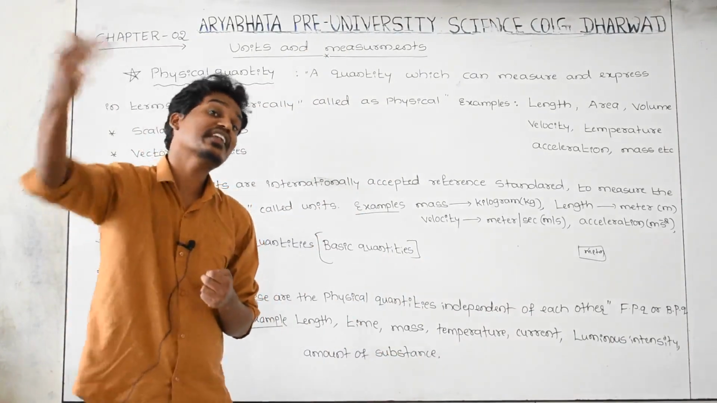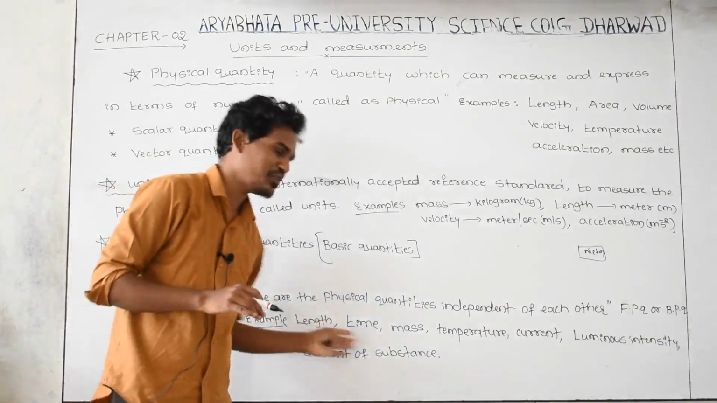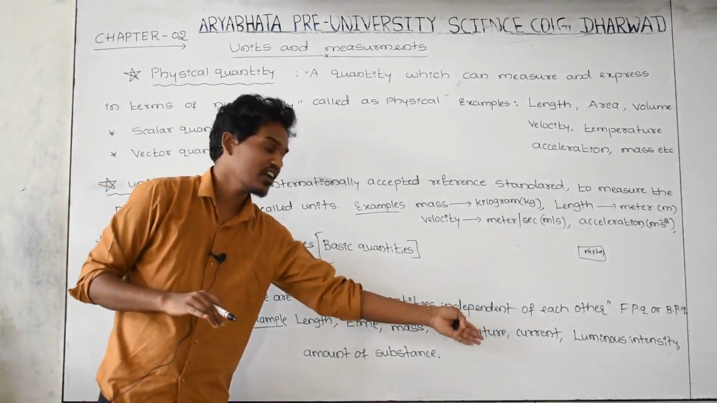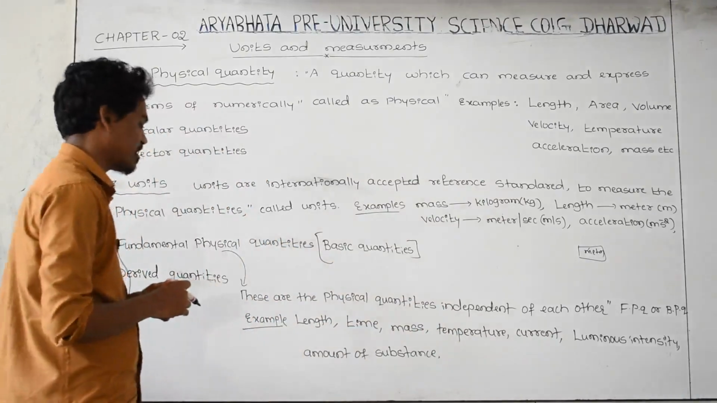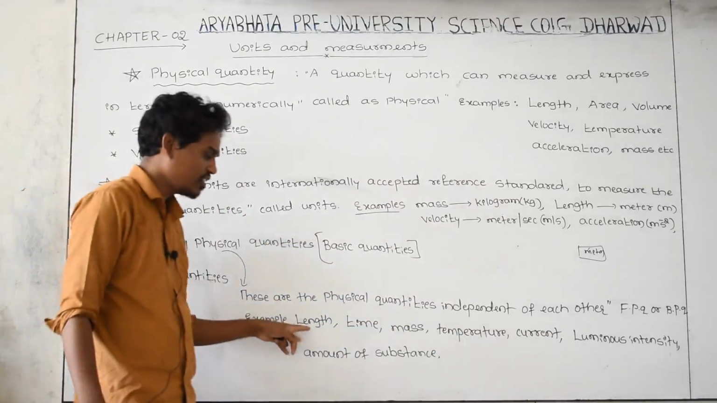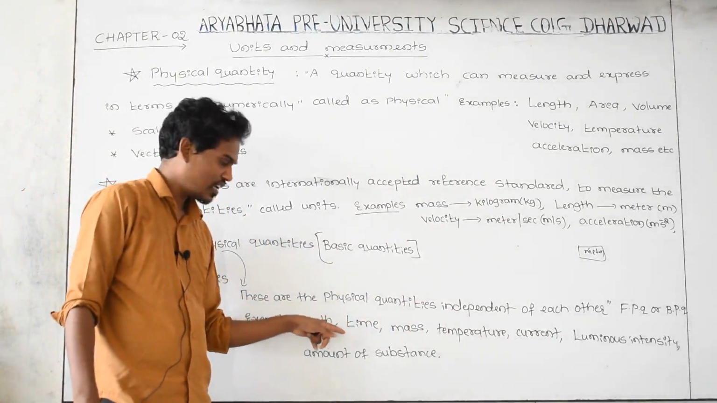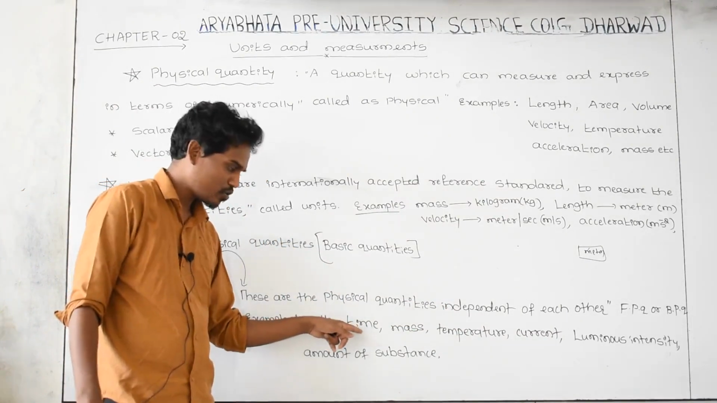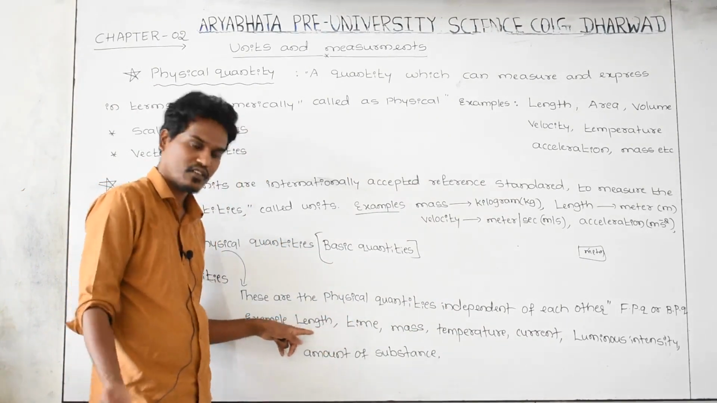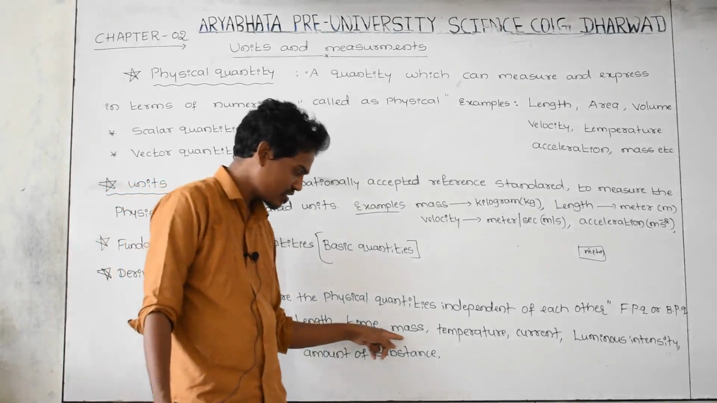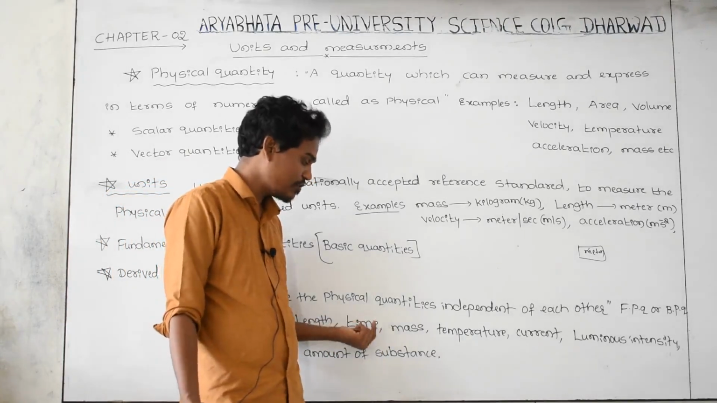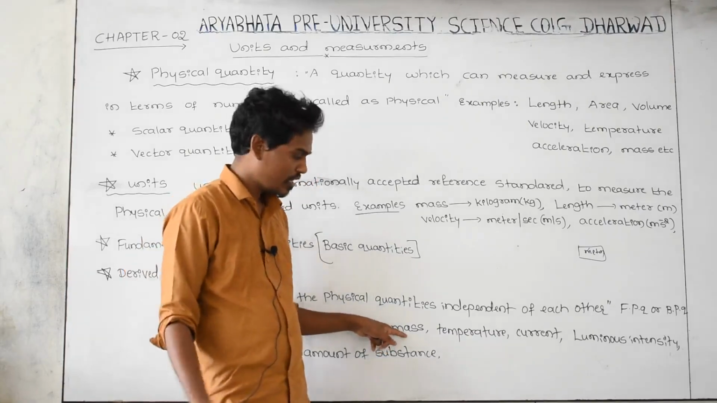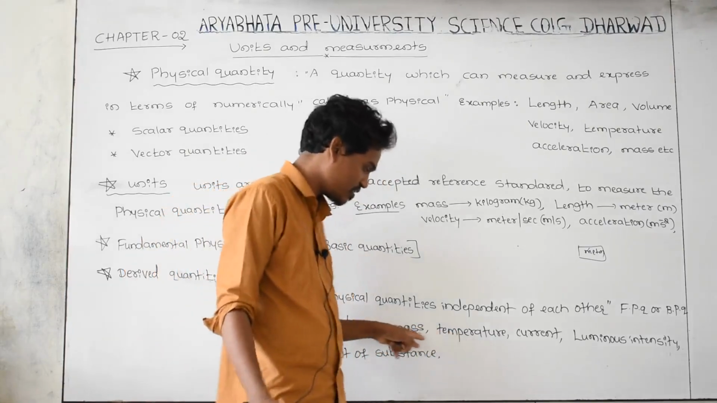We are not taking the help of any other quantities. Therefore these are basic quantities. They are independent of each other. They are not depending upon each other. That's why, in order to measure length, can I take the help of time? No. In order to measure the time, can I take the help of length? No. In order to measure the mass, is it required? No. In order to measure the time, is it required? No. In order to measure the temperature, is it required? No.